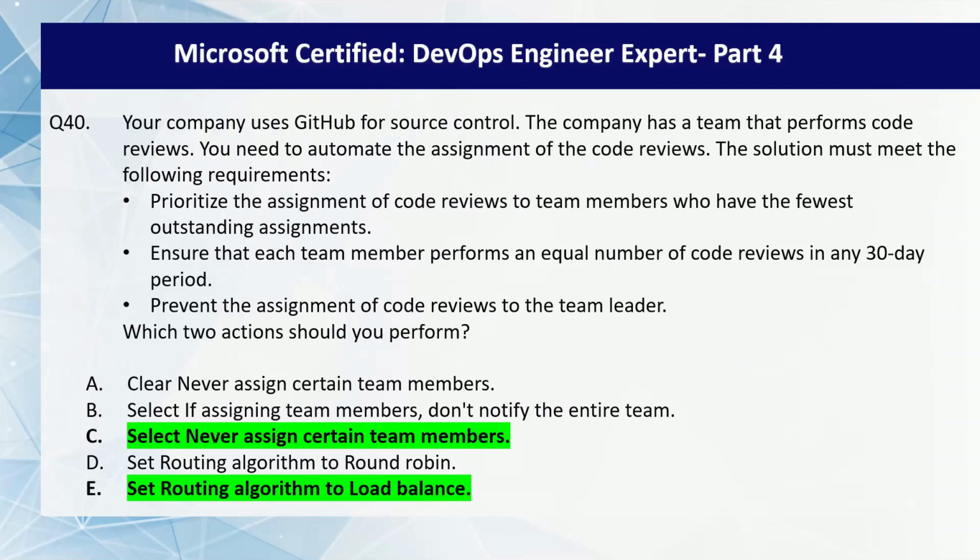Let's understand why others are incorrect. Now, clear never assign certain team members would allow assignments to the team leader. Select if assigning team members don't notify the entire team will control notification settings. And set routing algorithm to round robin assigns reviews in a fixed order, ignoring the number of outstanding assignments.